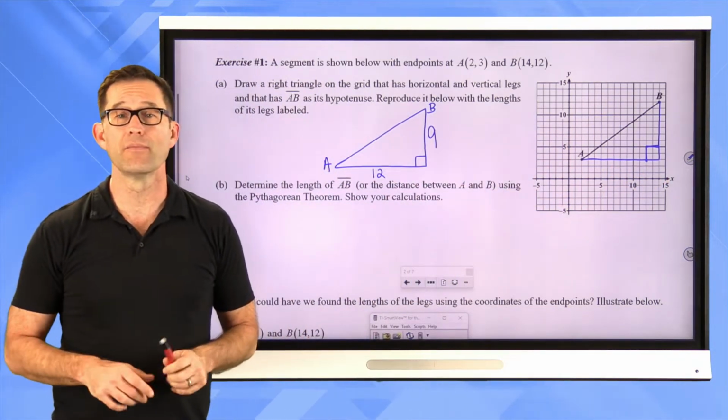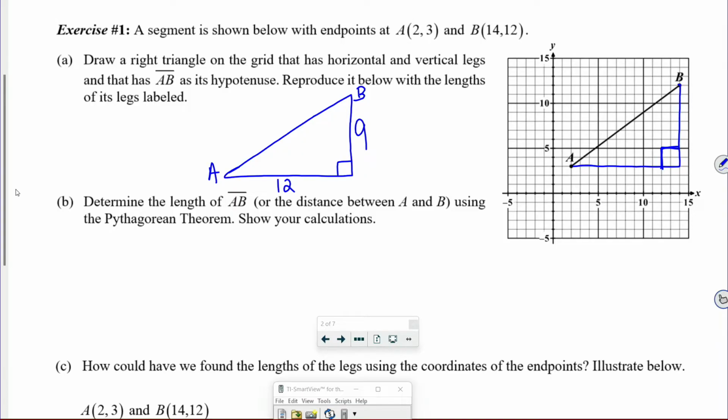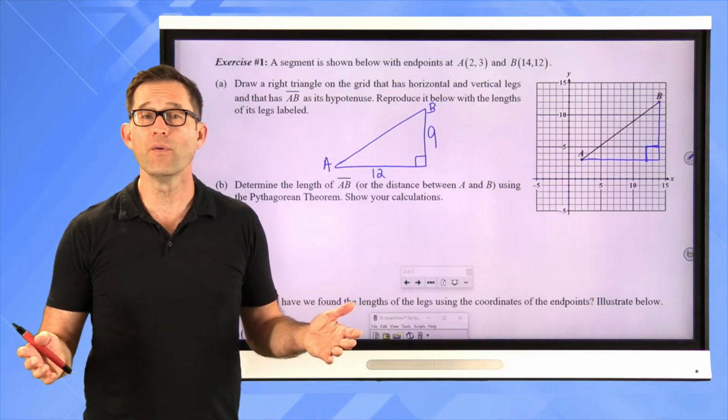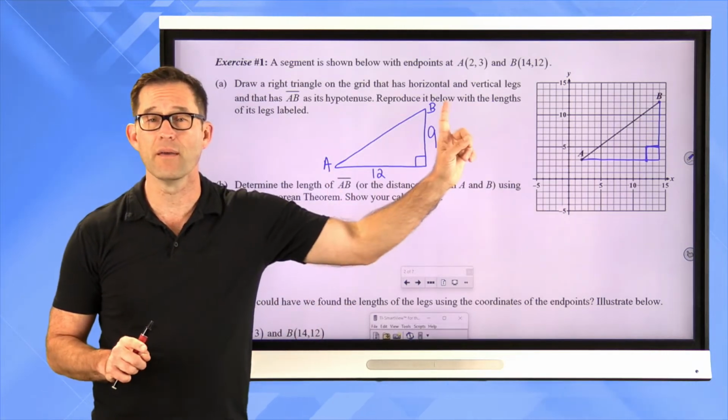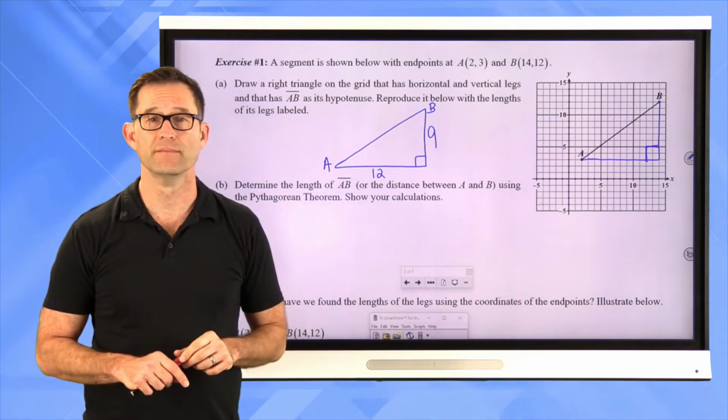Now let's talk about letter B. Determine the length of AB, or the distance between A and B, using the Pythagorean theorem. Show your calculations. Well, we've reviewed the Pythagorean theorem now. I'd like you to take a moment and figure out the length of AB using the Pythagorean theorem.